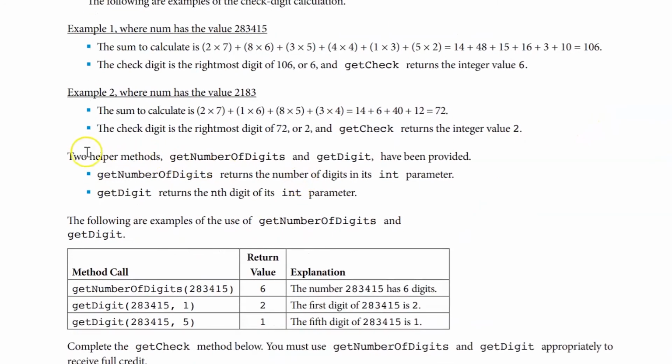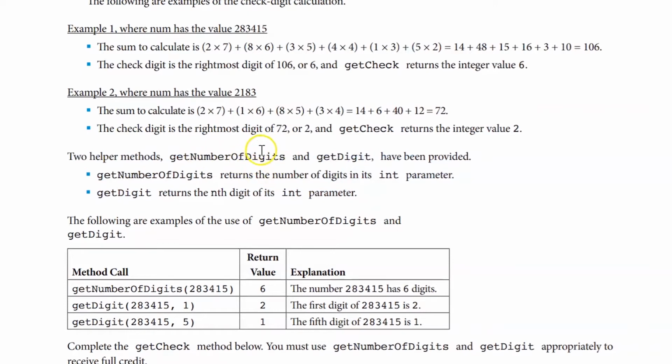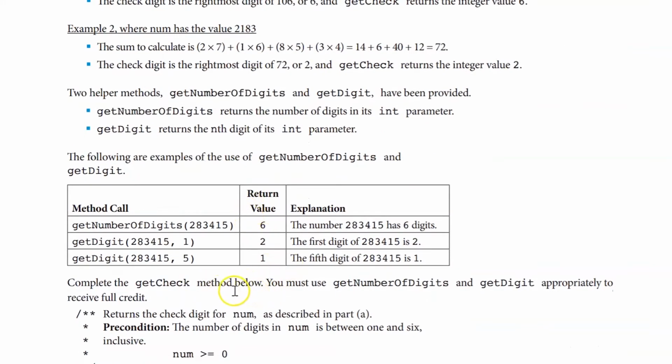Okay, so then I wanted to make a special note here that you see it says 2 helper methods have been provided. These were the ones we talked about, get number of digits and get digit. These are going to be useful in completing get check, and right here it says you must complete the get check method below. You must use get number of digits and get digit appropriately to receive full credit.